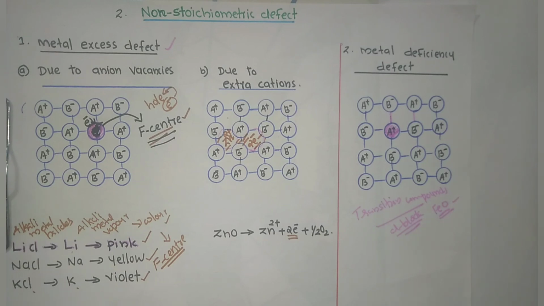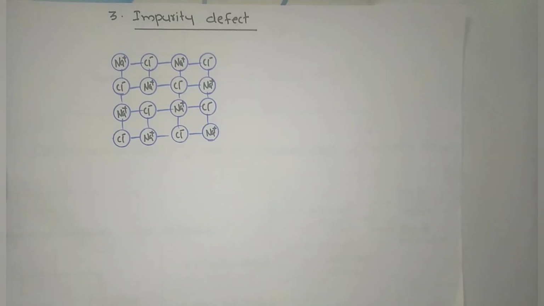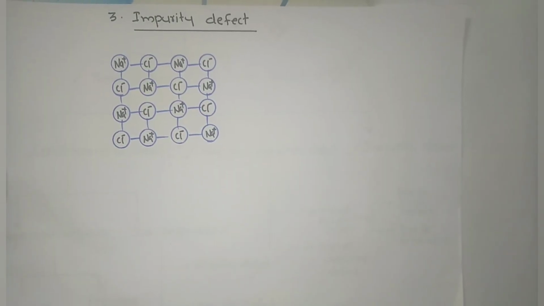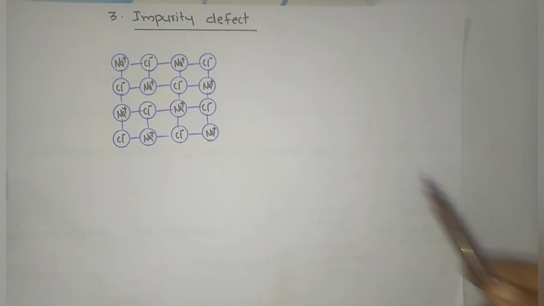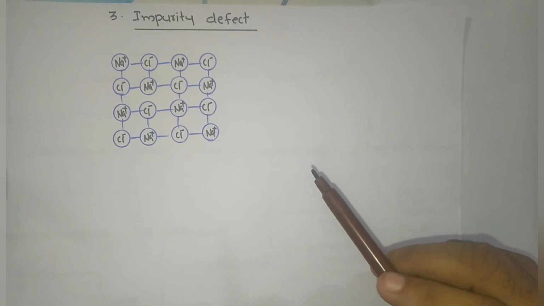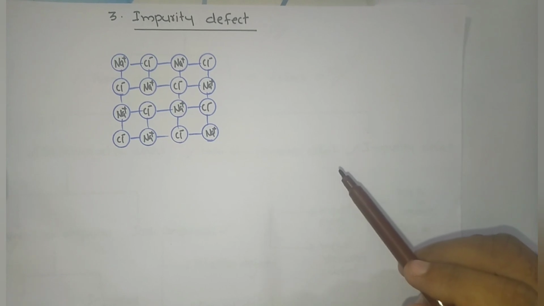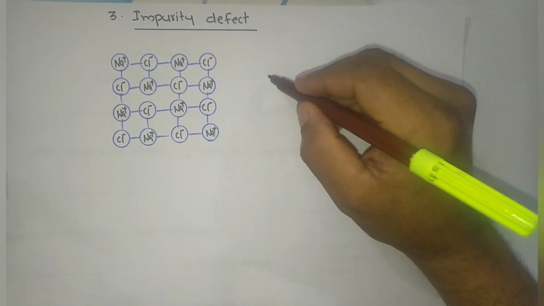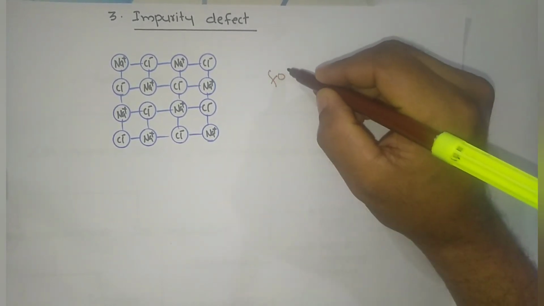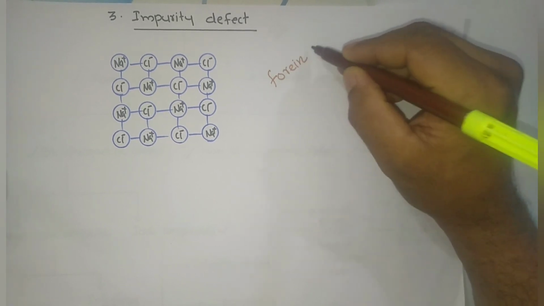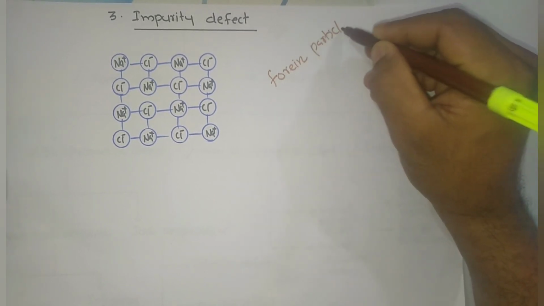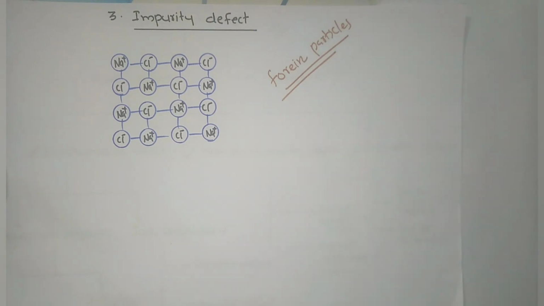And third one, impurity defect. Impurity defect means this defect arises due to the presence of foreign particles present in a crystal.